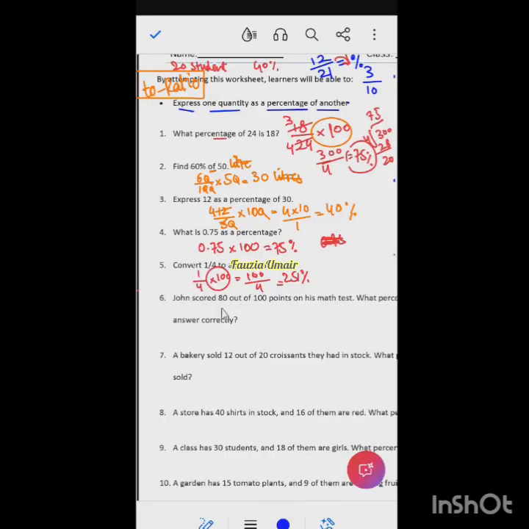John scored 80 out of 100. So what is the percentage? 80%. Simple as that because the denominator is already 100. Right? So now dekhe, a bakery sold 12 out of 20 croissants they had in stock. So what is the percentage of croissants sold? What is the fraction? 12 out of 20, right? 12 out of 20 को हम लिख सकते हैं 12 by 20.